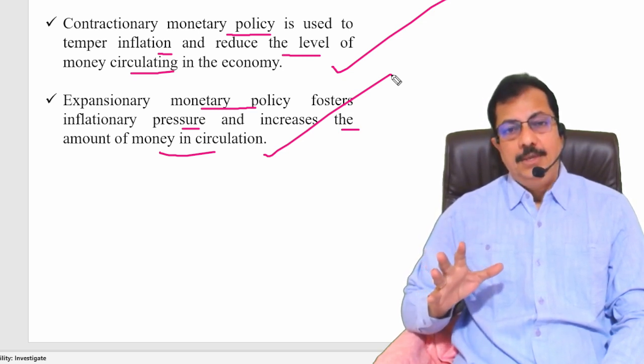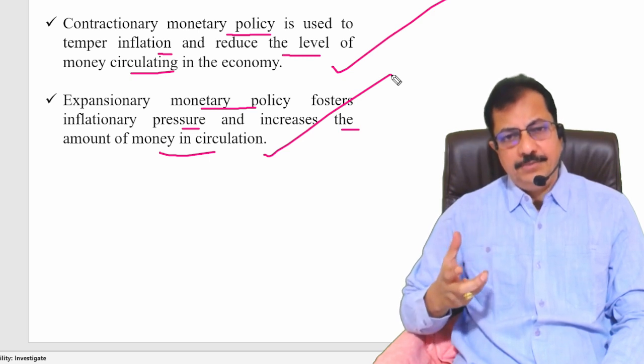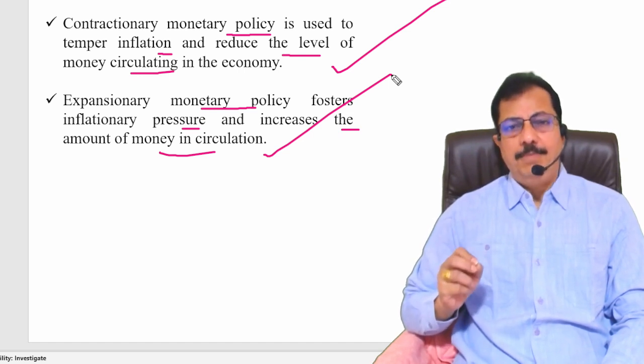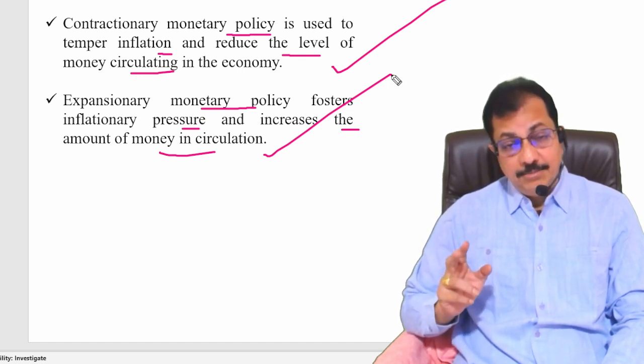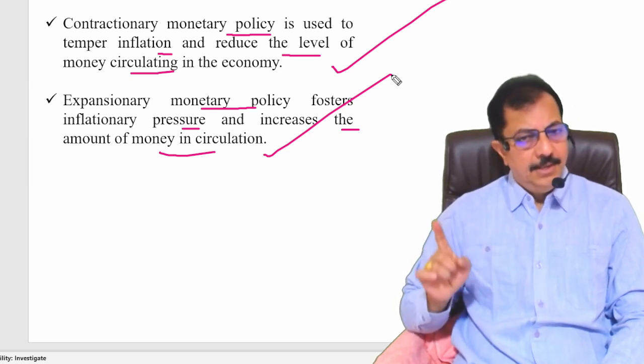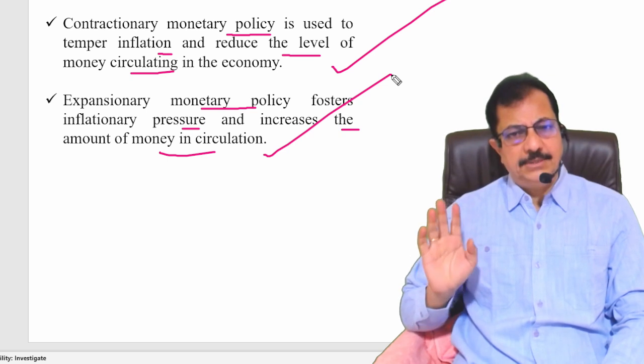In order to temper inflation, in order to control the inflation, what is the method adopted by RBI? That is nothing but the contractionary policy. Am I clear? You must remember this one.